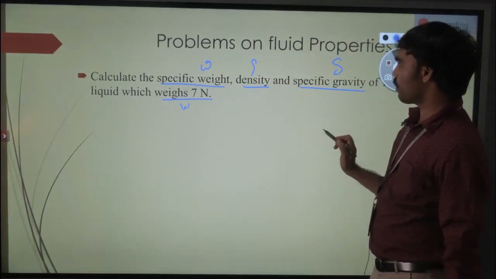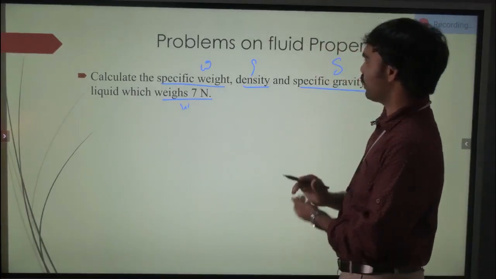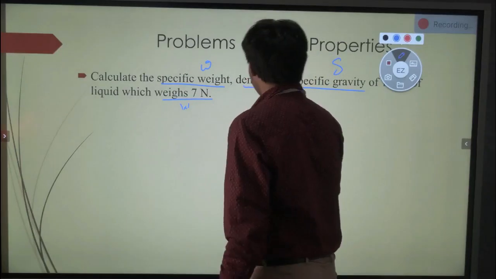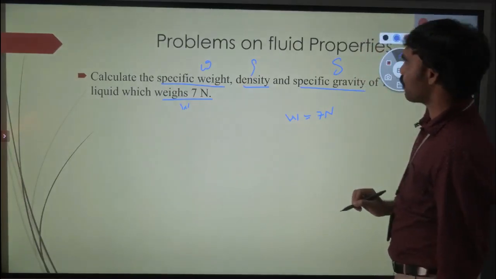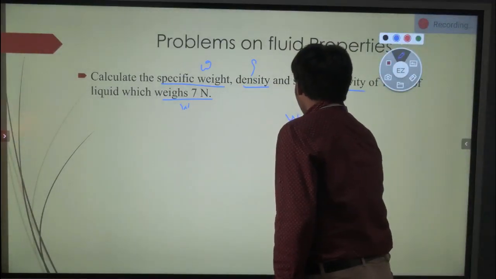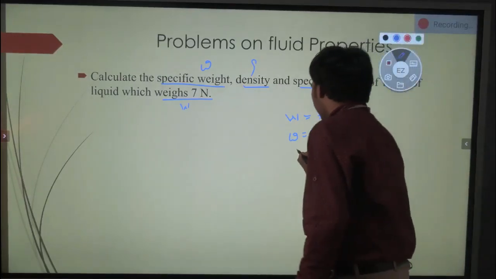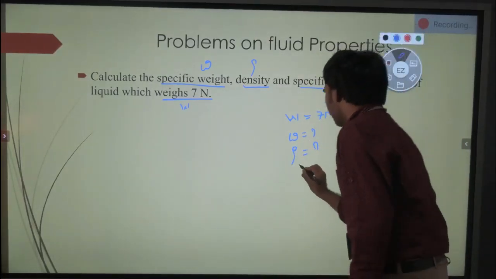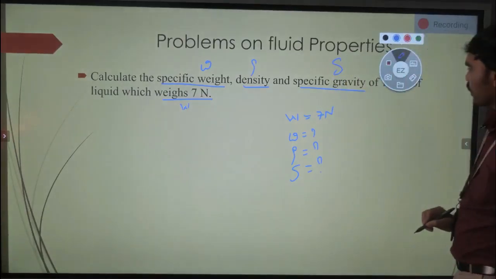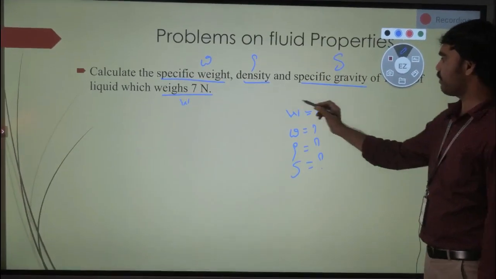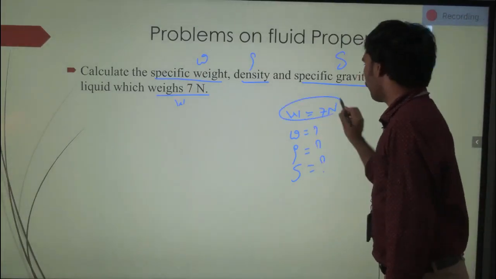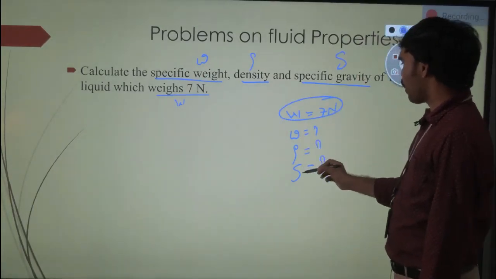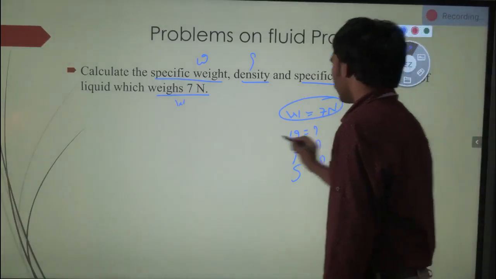To solve any numerical problem, first we will try to identify the given variables. So what is given? Weight. The weight given is 7 newtons. What you have to find out: specific weight, density, and specific gravity. These are the three variables you need to find out. The only given variable is weight. So then we need to know the relationship between the known and unknown variables. The known variable is weight, and the unknown variables are omega, rho and S.